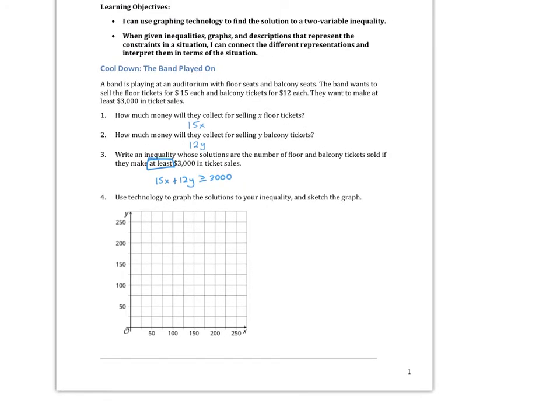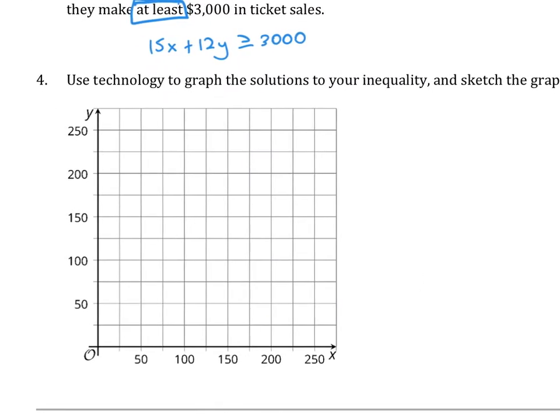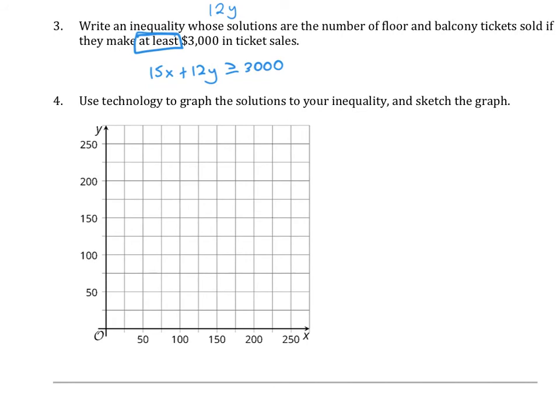All right, the next question says using technology to graph the solutions to your inequality and sketch the graph. I'm going to do it by hand first, and then I'll do it on my graphing calculator, take a picture of that, and also include it. You should be using your graphing calculator for this because that's how we covered it during class. So x is representative of the number of floor seats, and y is representative of the number of balcony seats.